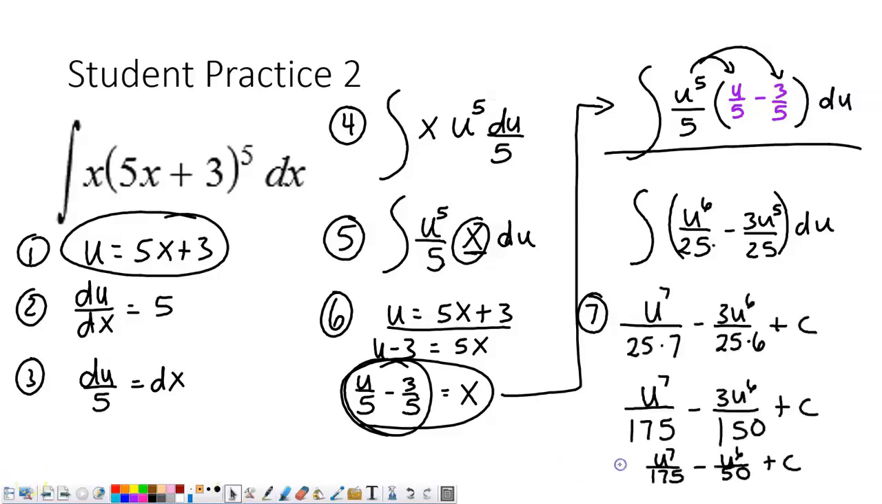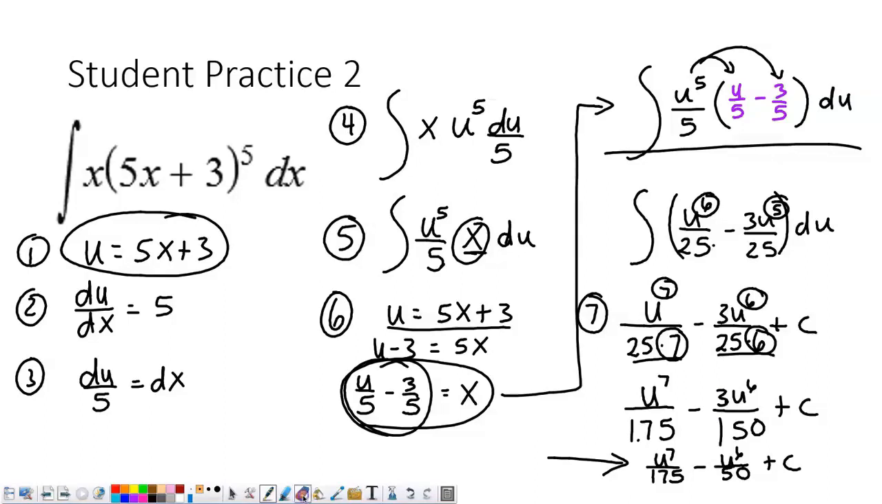Okay, so here's the final result down here at the very bottom. But the first thing we do is we add 1 to 6, you get 7, and put that on the bottom. Add 1 to 5, you get 6, put that on the bottom. And then multiply 25 times 7 and 25 times 6, and you get 175 and 150. And then the 3 over 150 reduces to be 1 over 50. And so you end up with u to the 7th power over 175 minus u to the 6th power over 50. And then of course we have our plus c.